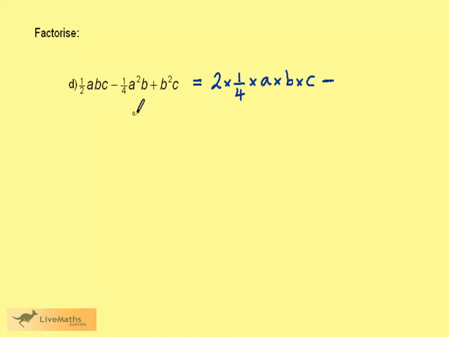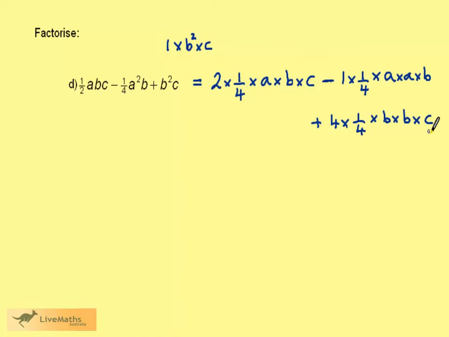We have the minus sign, and 1/4 can be written as 1 times 1/4 times a for the a squared times b. We then have a plus sign. We have a 1 in here, which we don't normally write. This is 1 times b squared times c, and 1 can be written as 4 times 1/4. So 4 times 1/4 times b times c.